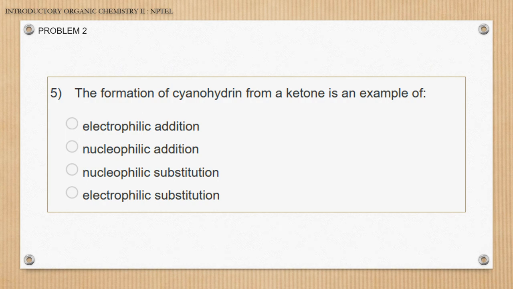So I have already discussed the cyanohydrin reactions on ketone. When we were discussing the carbonyl compounds, we discussed this reaction. Okay, so they are asking: the formation of cyanohydrin from a ketone is an example of electrophilic addition, nucleophilic substitution, nucleophilic addition, or electrophilic substitution. So can anyone quickly tell me which it belongs to?